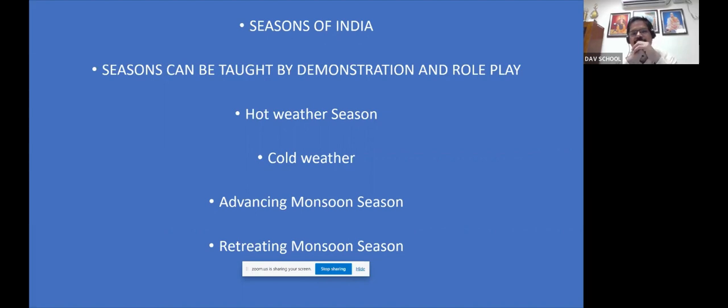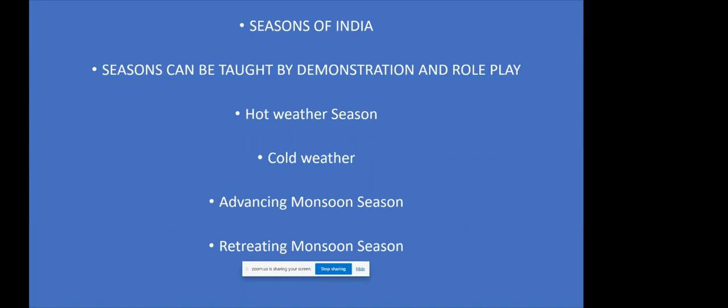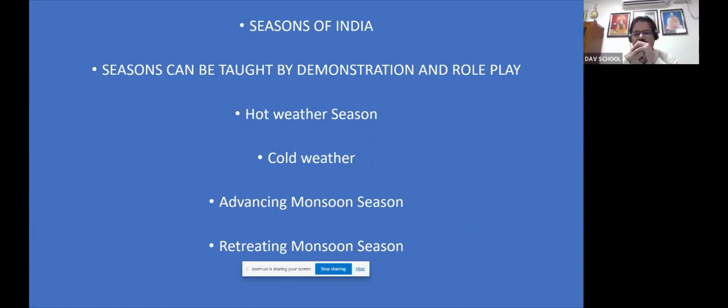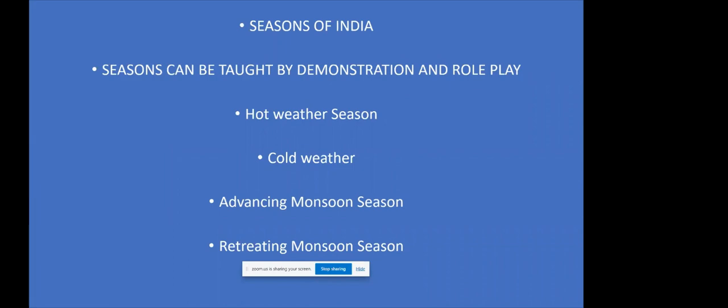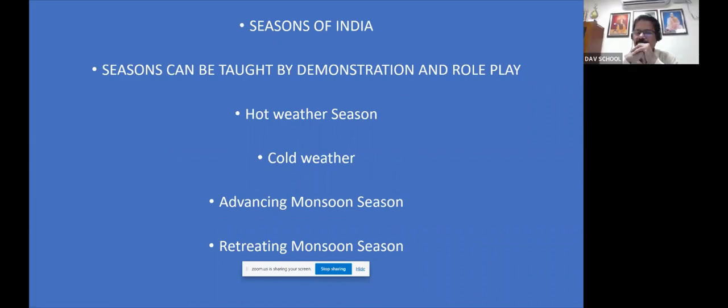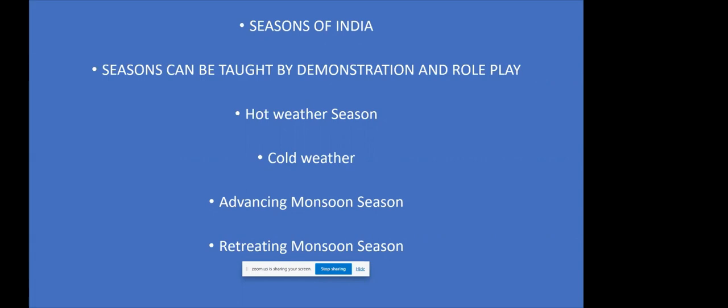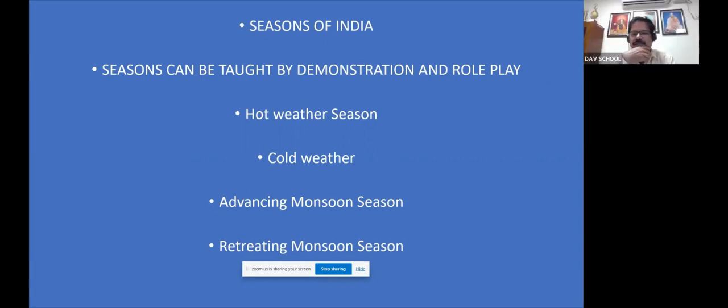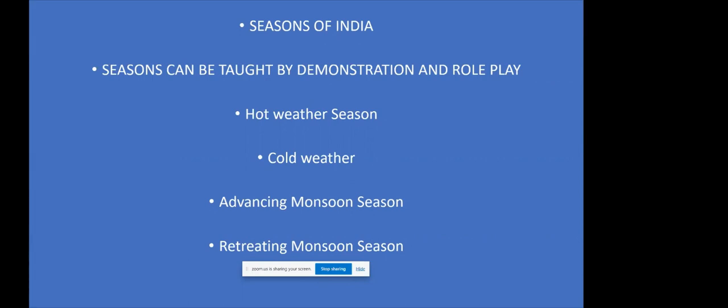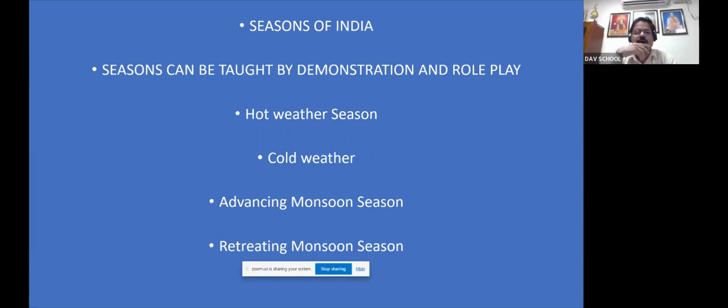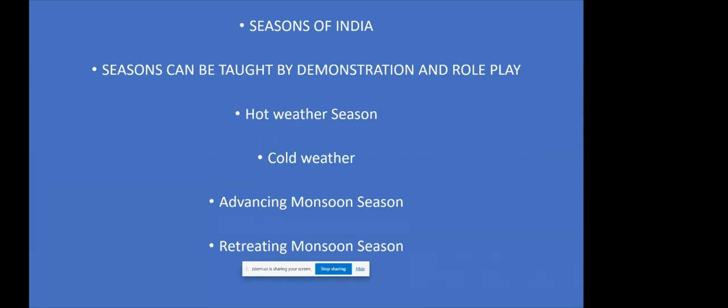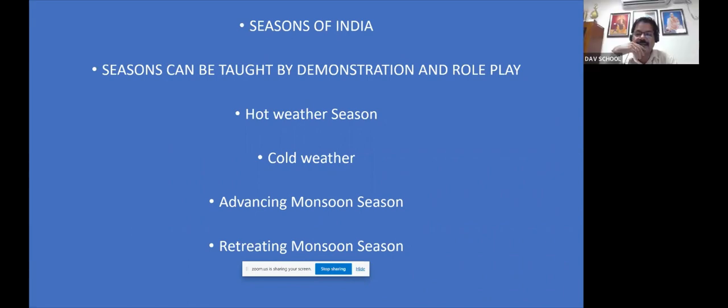So in India, how many seasons do we have? Four seasons. Hot weather season or summer, cold weather season or winter, advancing monsoon season and retreating monsoon season. These are the four seasons that we experience in India. It is different from the seasons in Europe, you know. In Europe, they have summer, winter, spring, autumn. But in India, we have the hot weather season that can be called summer also, the cold weather season, you can call it winter, the advancing monsoon season and the retreating monsoon season. These are the four different seasons.